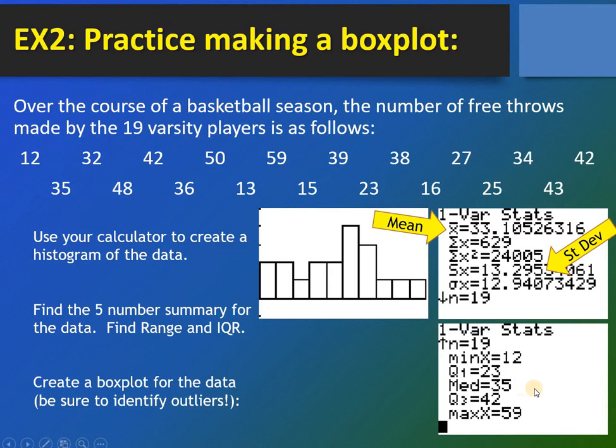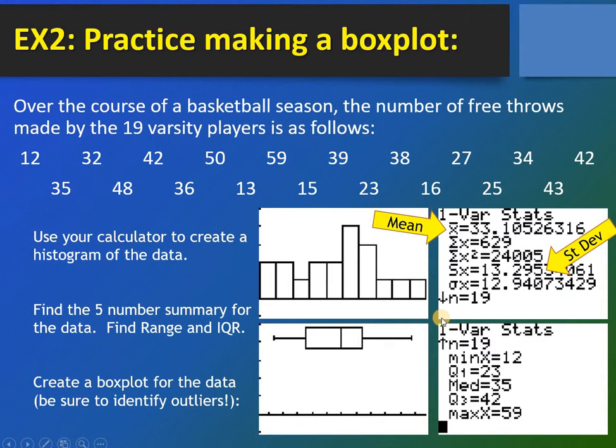What would your range have been? 47, because it's maximum minus minimum. What would your interquartile range have been? One more time. 19, or 23 to 42. No matter what, your box plot should be the same.